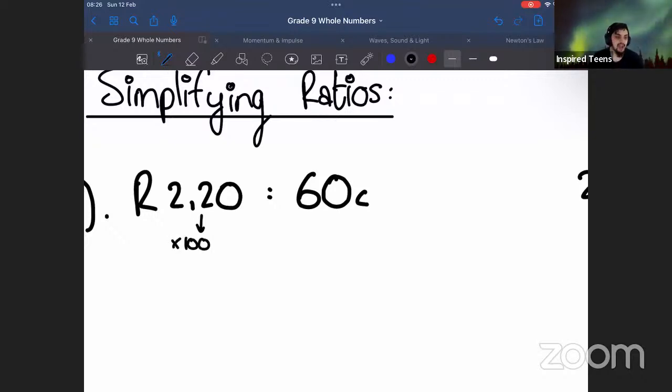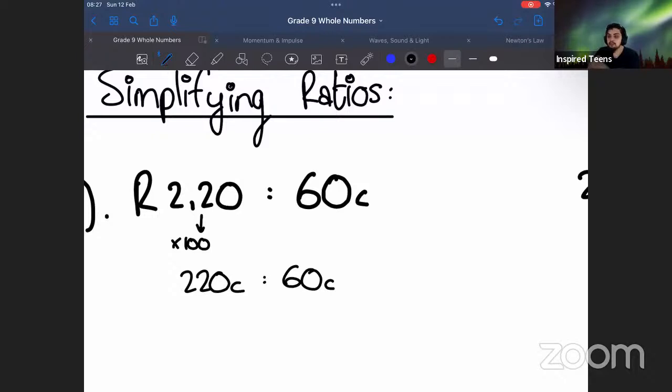Okay, because each rand has 100 cents. Here we have 2 rands and 20 cents. So we say 2.2, we're going to multiply it by 100, and that's going to give us 220 cents. And now we can compare it to our 60 cents.